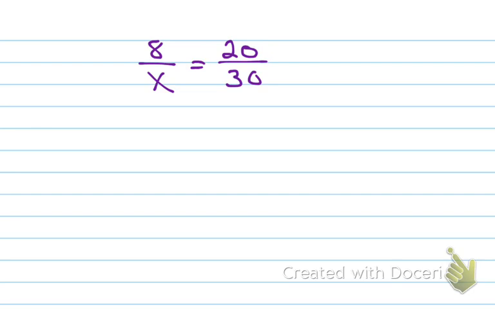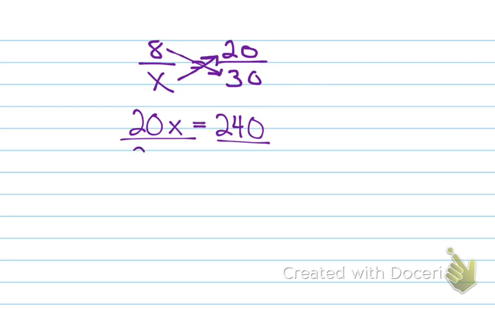Okay. So cross products tell me that I multiply the terms diagonal from each other: 20 times x and 30 times 8. Go ahead and set up your equation. If you remember how to do it, set up your equation, and then we'll show you. All right, so what's 20 times x? 20x. And what's 8 times 30? 240.